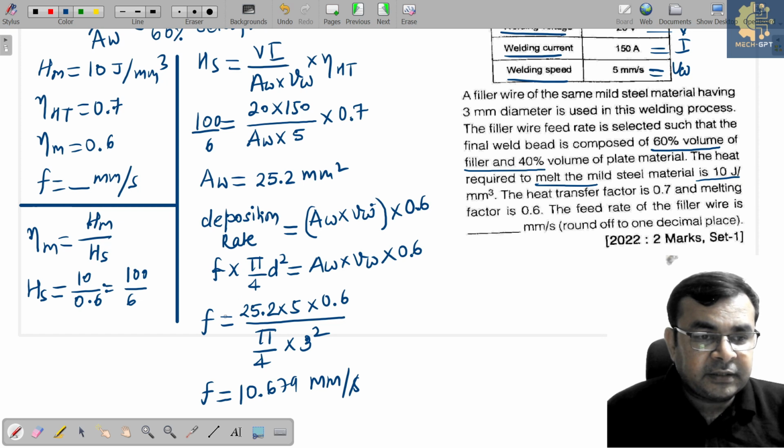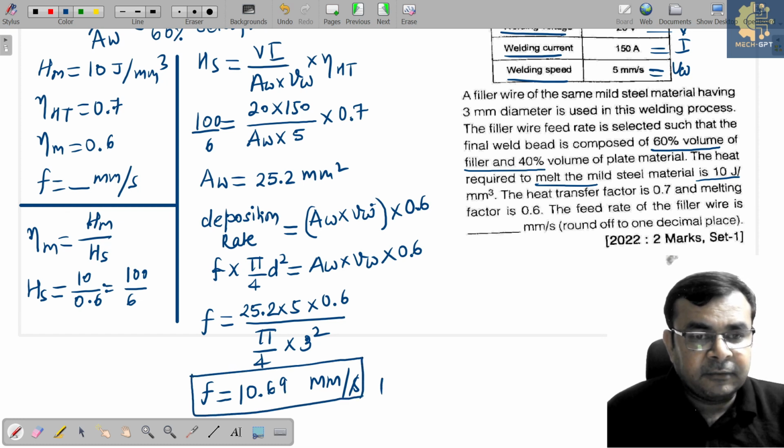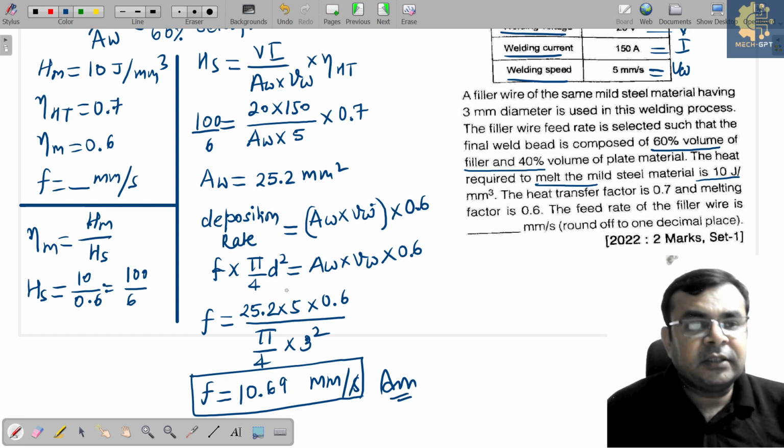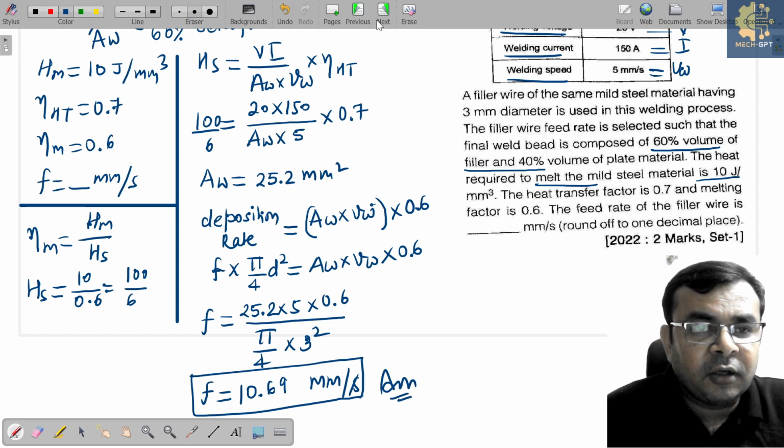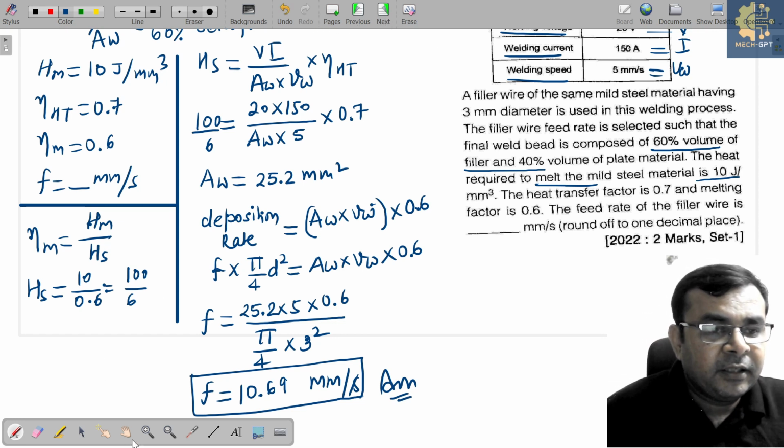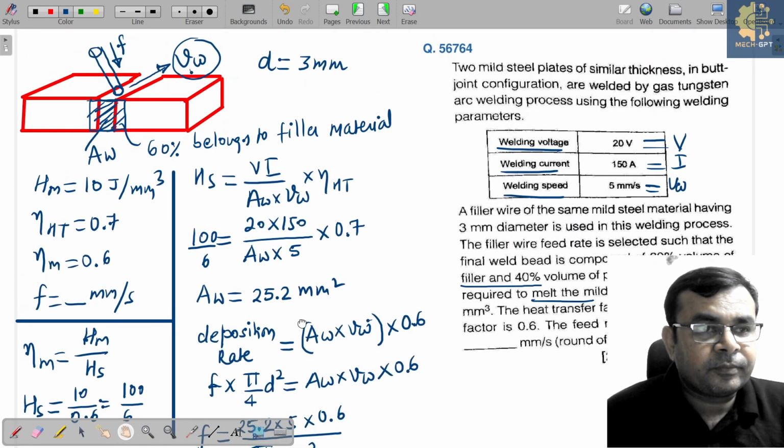Yes, 10.69 millimeter per second. This is the answer. So like this, you can solve this problem. Is it clear? Like this, you can solve this problem.